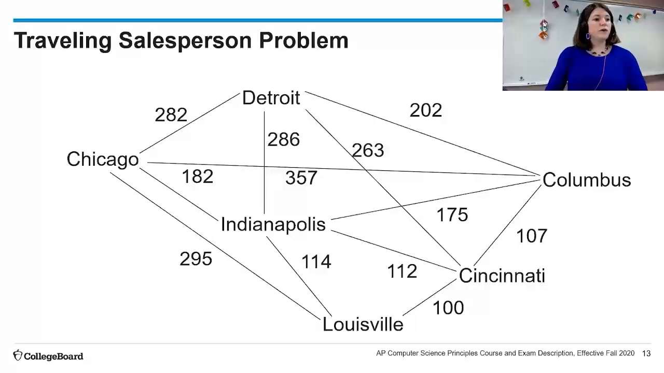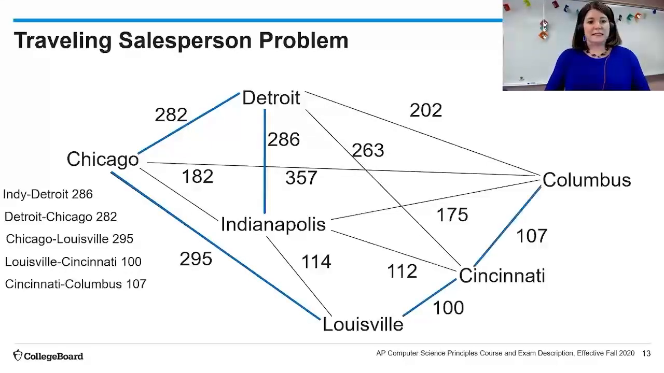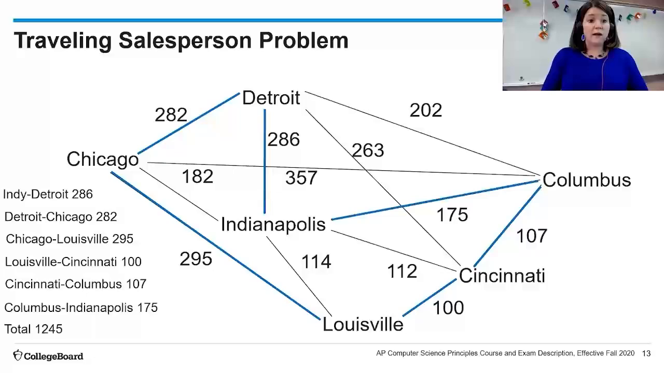So the first problem here, I have determined a path. The first path is Indy to Detroit, then Detroit to Chicago, Chicago to Louisville, Louisville to Cincinnati, Cincinnati to Columbus, and then back to Indianapolis for a total of 1,245 miles. So that is one solution to this problem. And there I just picked a path, tried to see which path might be short.